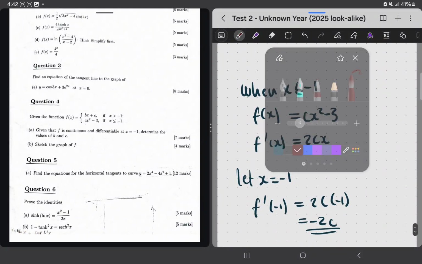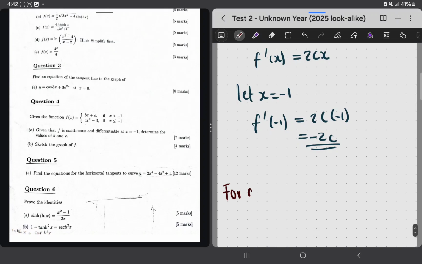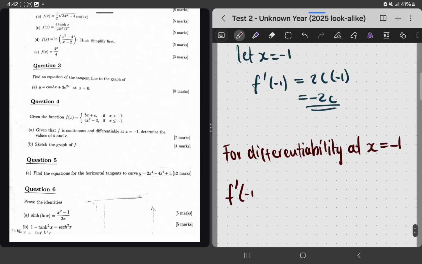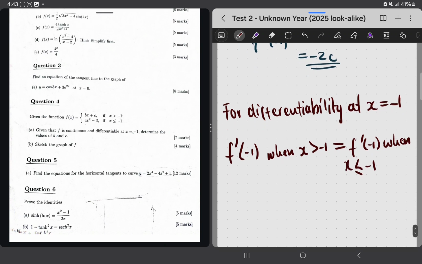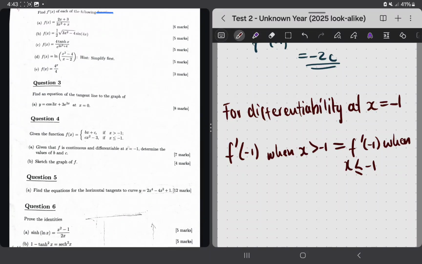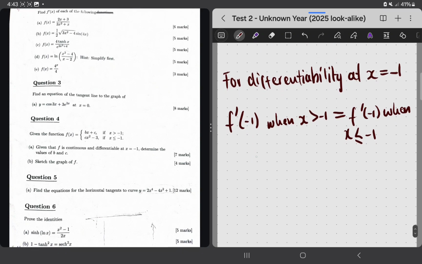Now we have this. For differentiability at x equal to minus 1, you're now going to say f dash of minus 1 when x is greater than minus 1 should be equal to f dash of minus 1 when x is less than or equal to minus 1. Even if it was differentiability at x equal to 6, you'd say f dash of 6 when x is greater than minus 1 should be equal to f dash of 6 when x is less than or equal to minus 1.